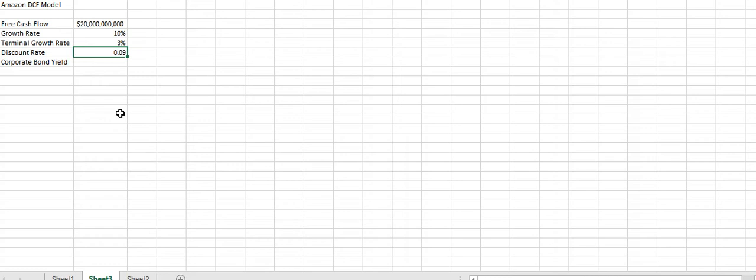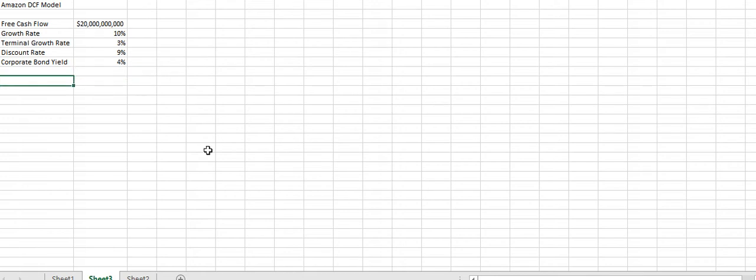The discount rate, I'm going to use 9% because that's the long-term annual appreciation of the S&P 500 index over the last 100 years or so. It's been about 9% before inflation. And then the corporate bond yield, I'm going to use 4% in this example. Right now it's about 2.5 to 3, but over the last 5 years it's averaged somewhere around 4%.